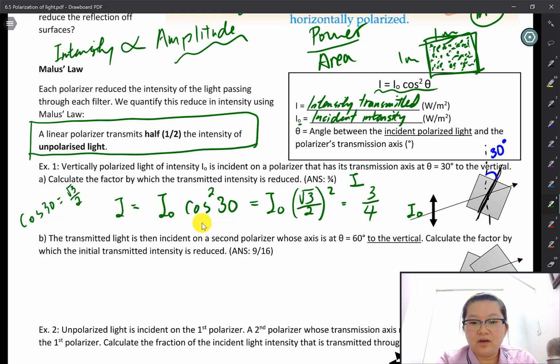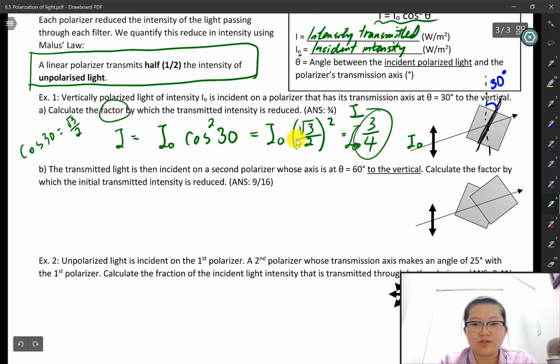And there's the I0, which means the factor by which the transmitted intensity is reduced is 3/4 of my initial intensity. Okay, so that's where you get that one from. So this is the factor here. After you calculate the cosine factors and everything, that gives you how much it is reduced to.